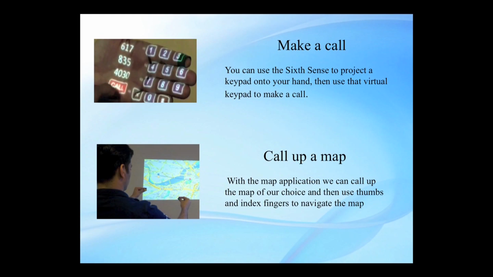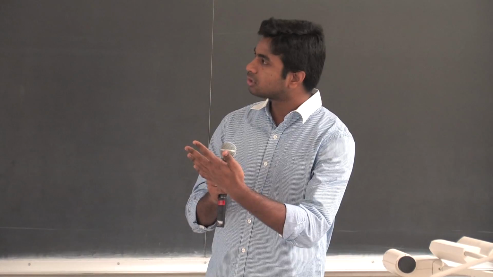And making a call: if we keep our palm like this, then a keypad will be displayed on our hand so that we can type the numbers and call that particular person, and we will have the earphones on, and we can talk to that person.